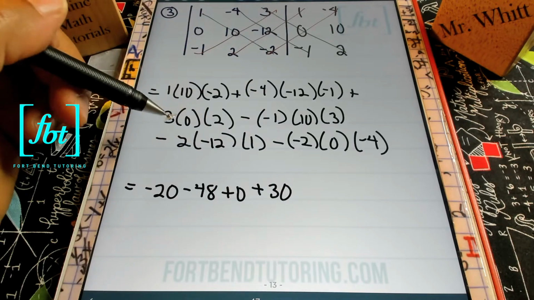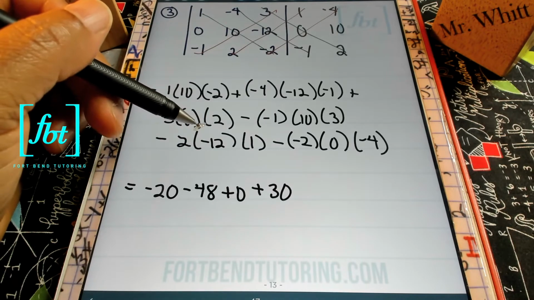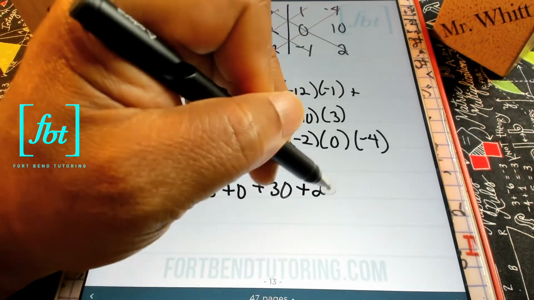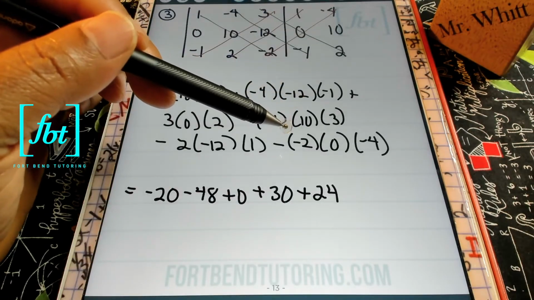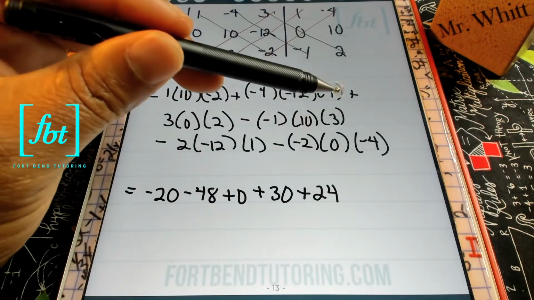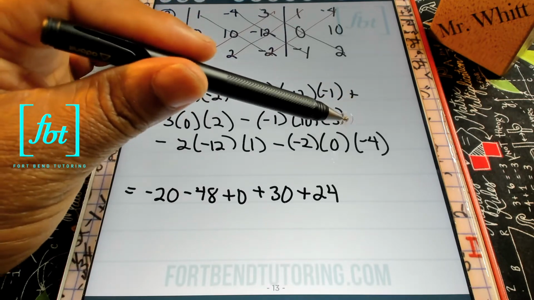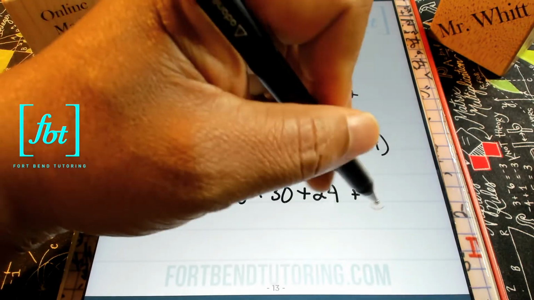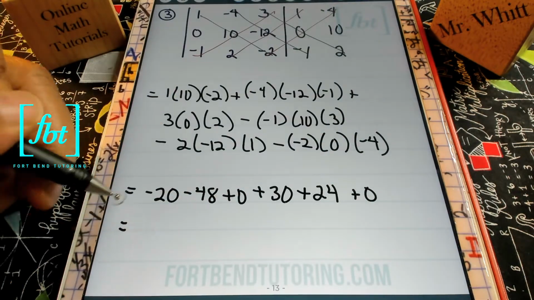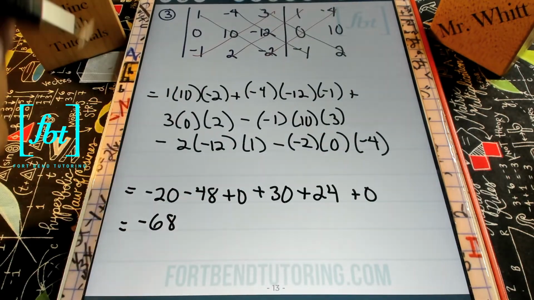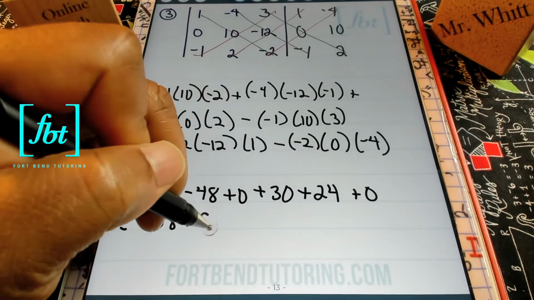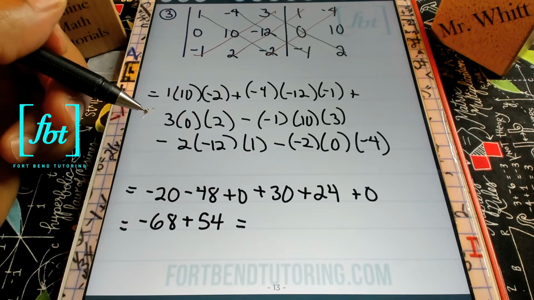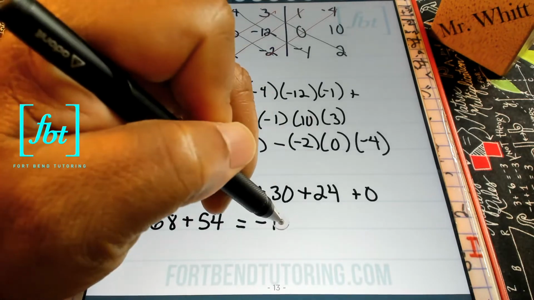From here, you'll have -2 times -12 gives you +24. 24 times 1 is 24. And then finally, you'll have the opposite of -2 is 2. And then 2 times 0 is 0. And 0 times -4 is still 0. So that means that we'll be combining together -68 as well as +54. And when we get our result, you'll end up with -14 as your answer.